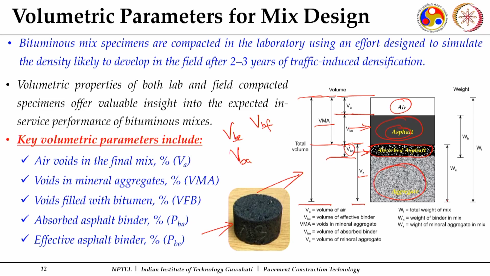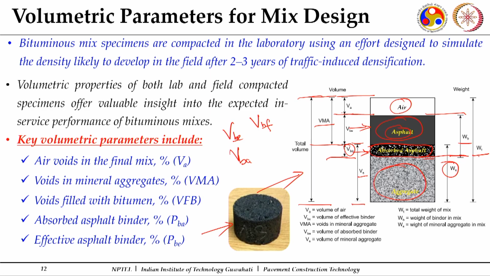Now, if I put it in terms of weight, this volume of aggregates will correspond to the weight of the aggregates. This volume of bitumen including the absorbed bitumen will be my weight of bitumen, and this will be my total weight of the mix. So, these are the important ones.